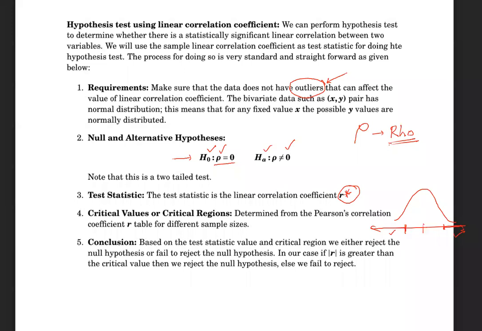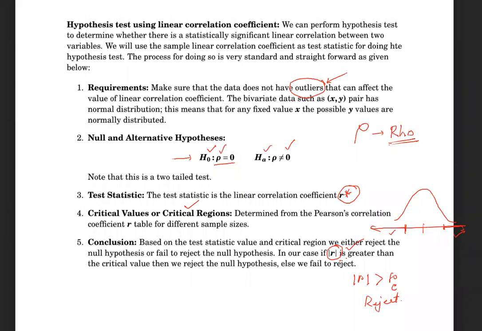Again, we have a critical region, but rather a critical value in the case of correlation. And next, you make your conclusion based on the absolute value of the correlation. Remember, correlation could be negative, right? So you take the absolute value of the correlation and you compare that value with the critical value that you get in the last step. If this absolute value of R is greater than, let's say, R sub C, the critical value, then you reject the null hypothesis.